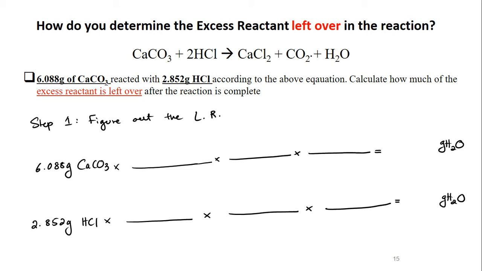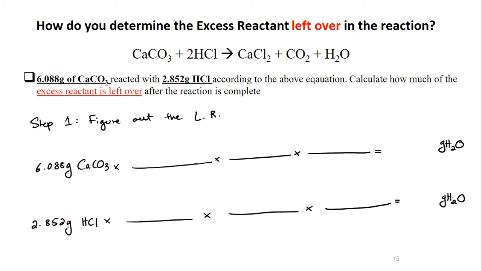You have a choice of three products to end with. I'm going to pick water, but whichever product you pick, you have to end with the same one, okay? For both calculations, the ending has to be the same type of product, okay? So if I pick CO2, it has to be CO2 up here and CO2 down here, okay? Now, let's do these mass-to-mass calculations and figure out which reactant, calcium carbonate or HCl, is limiting.